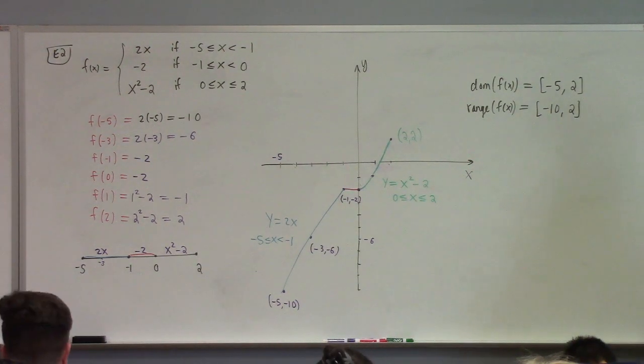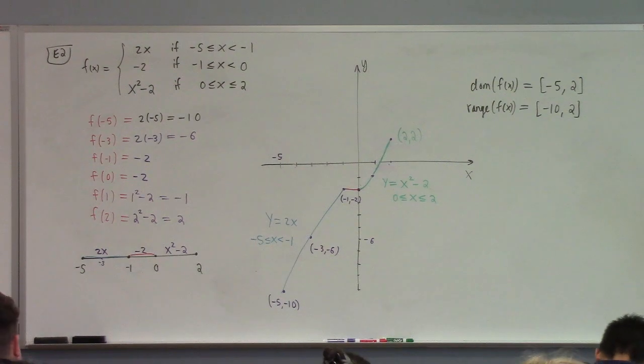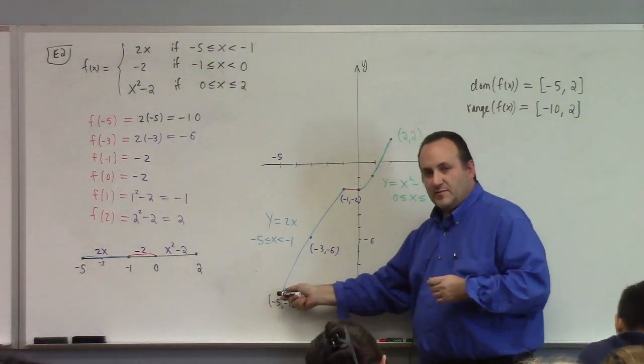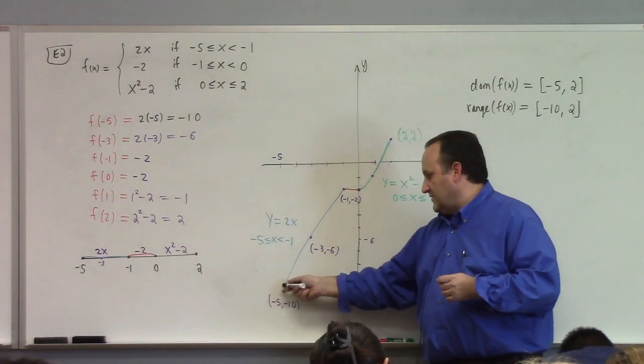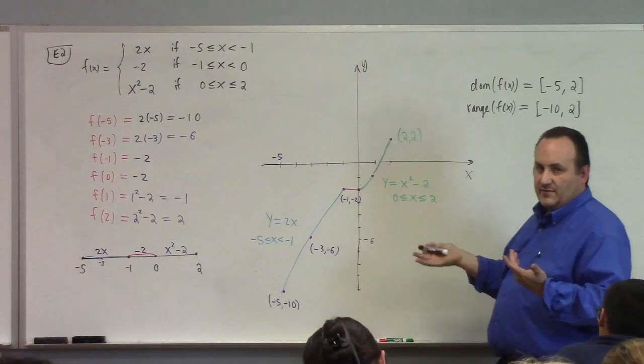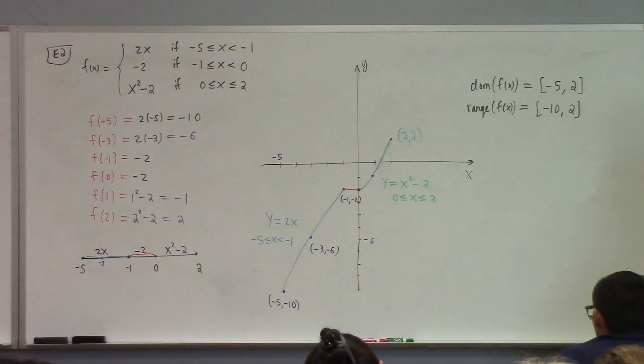Now this graph is what's called continuous because you can draw it without lifting your marker, right? I can just go from case 1 to case 2, smoothly into case 3. This is a continuous graph. Is this also negative infinity to infinity? No.